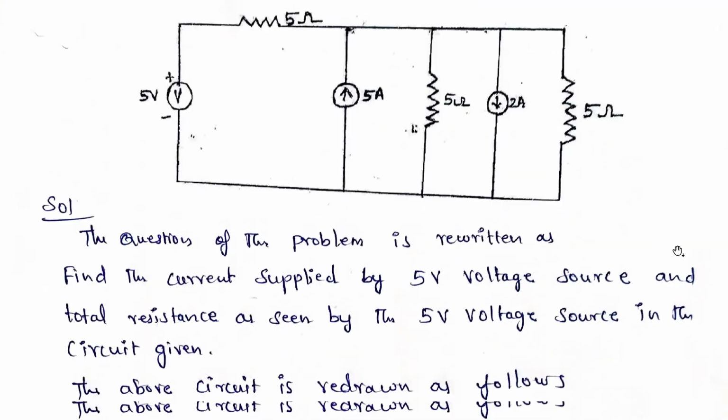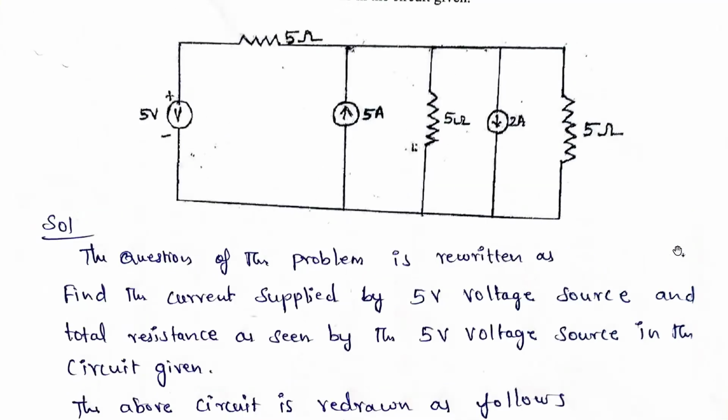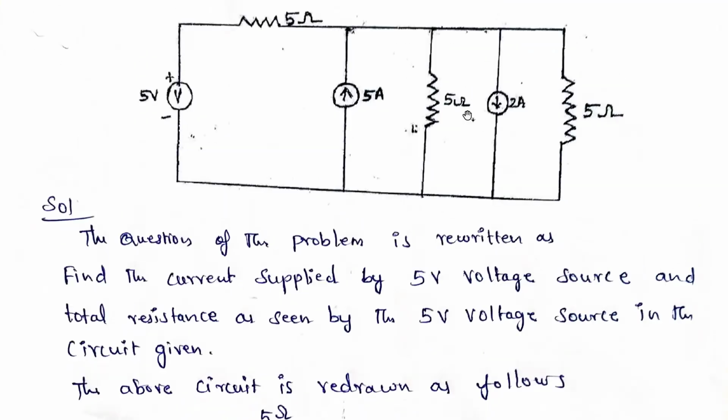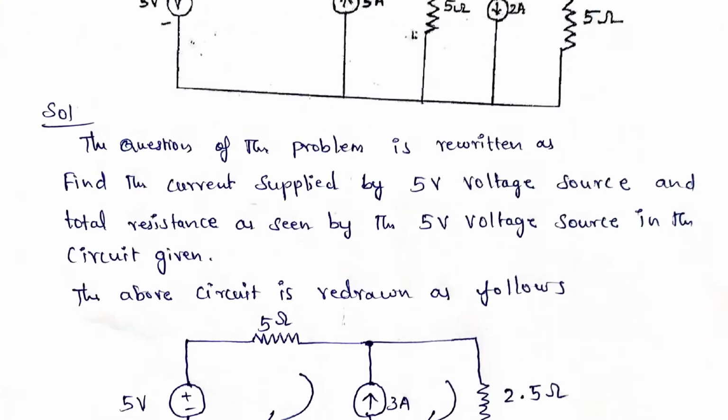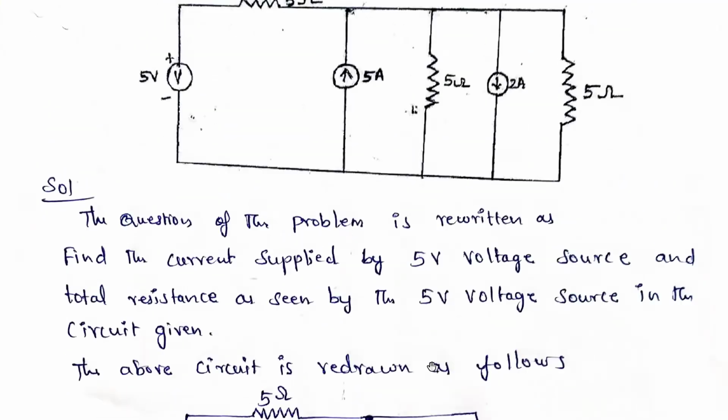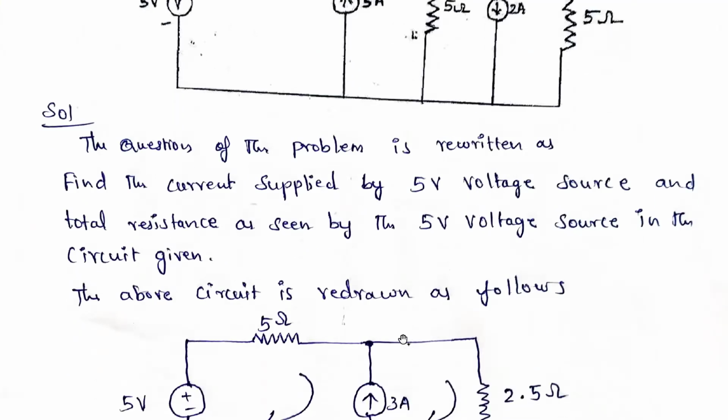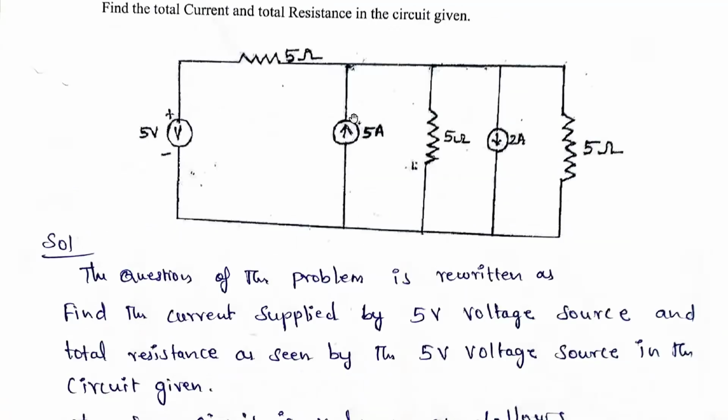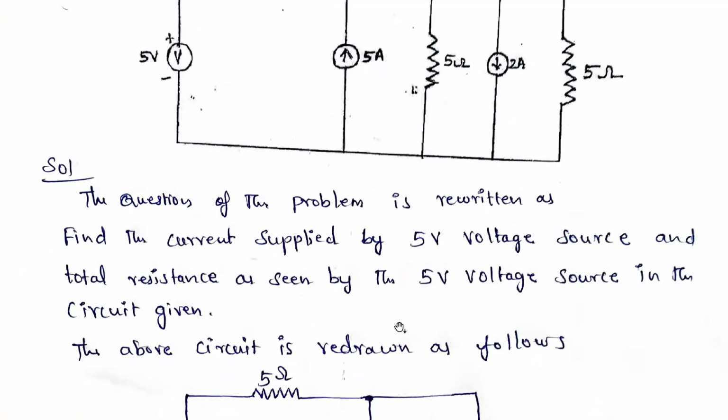So what we can do is the above circuit can be redrawn. Here two current sources are there. Those two current sources we can make into one, applying Kirchhoff's current law. So here 5 minus 2, that is 3 amperes. The current direction is like this. Like that you can calculate the current by simplifying the two current sources. Next we'll redraw the circuit.